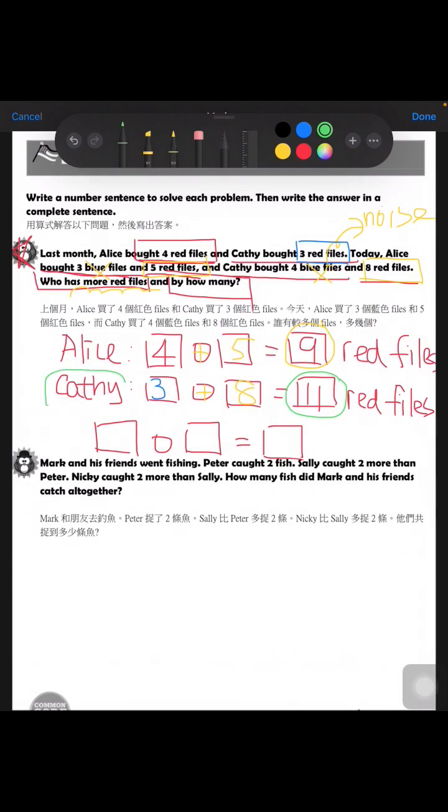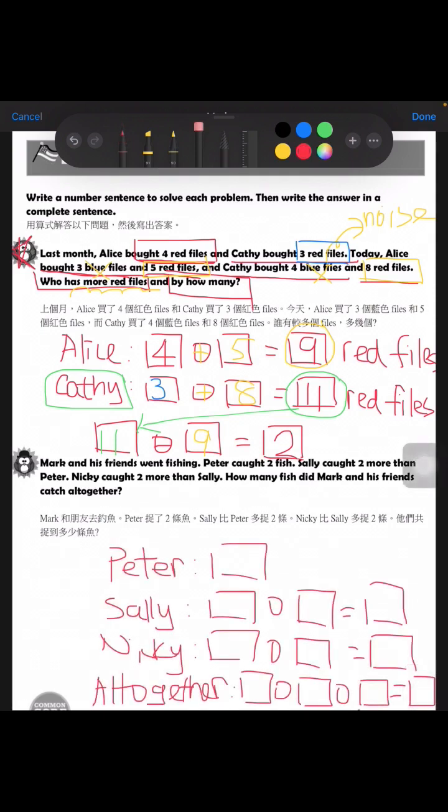But by how many? How can we calculate it? To find the difference, we can do an equation like this. The greater number, which is 11, minus the smaller number, which is 9. So 11 minus 9 equals to 2. So Kathy has more red files than Alice by 2.